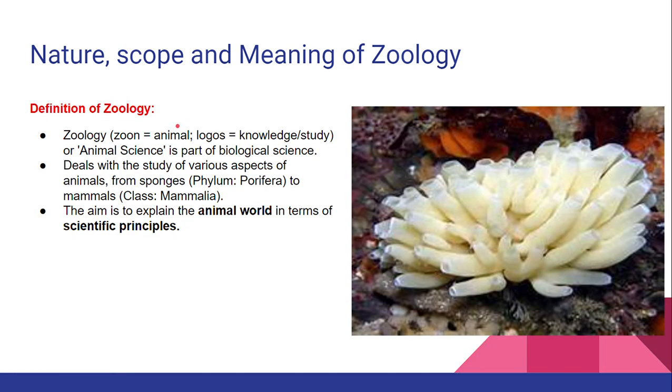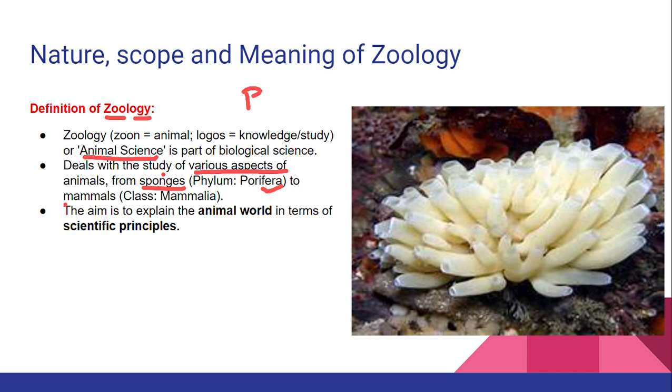What is the definition of zoology? Zoo means animal, logy means study. That means we study the animal. It deals with the study of various aspects of animals. When you study the animal kingdom, we'll start with the phylum. Now this phylum starts with phylum Porifera, and one example of phylum Porifera is sponges. That's why I have written over here.